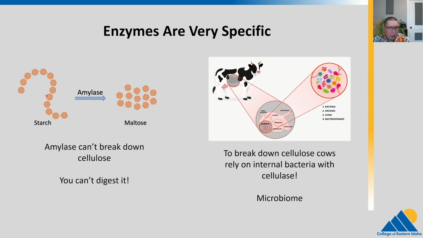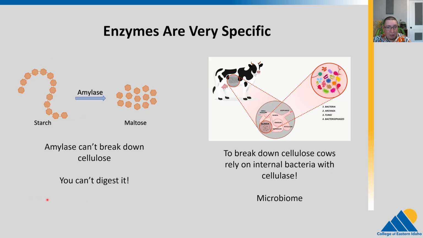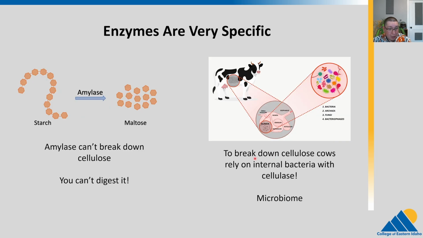There's an enzyme called amylase that you make that can break down starch, and it'll break it down into smaller units. But amylase only works on starch. It will only work on this bond. Amylase will not work on this bond in cellulose. That's how specific enzymes are. So if you eat a bunch of cellulose, like in your celery, you can't digest it. That's why we call it dietary fiber, because it ends up coming out the other end, right? Amylase will not digest it.